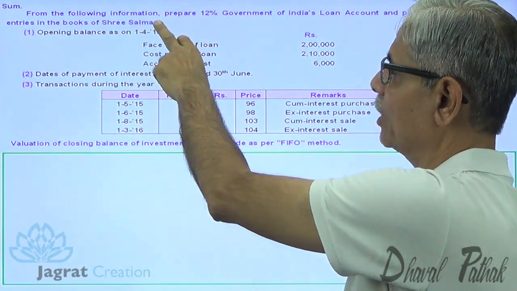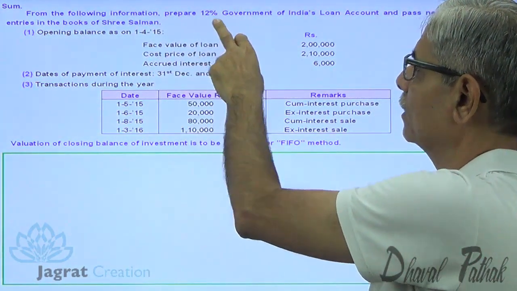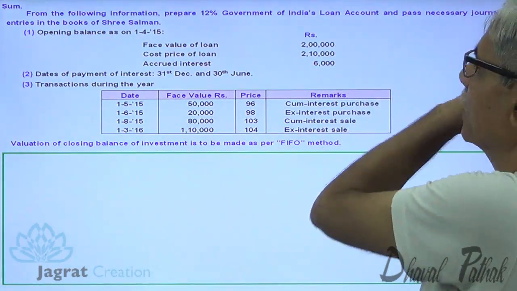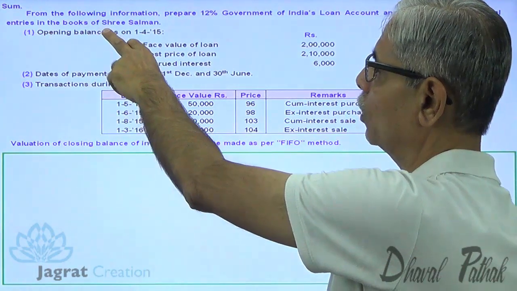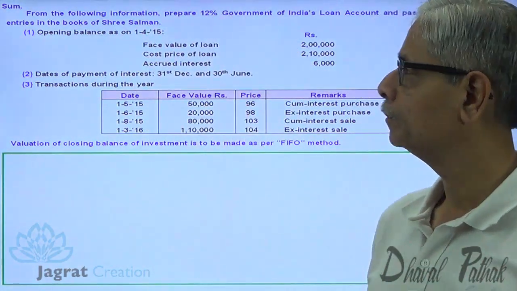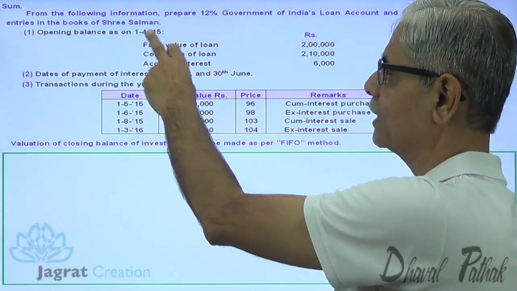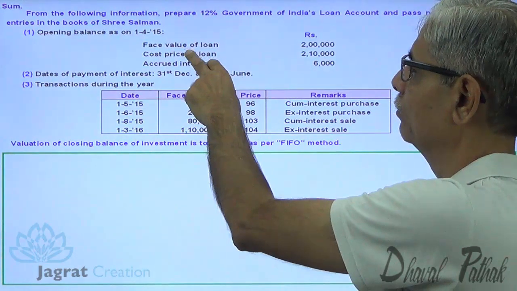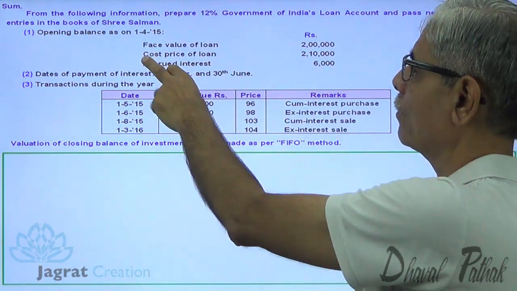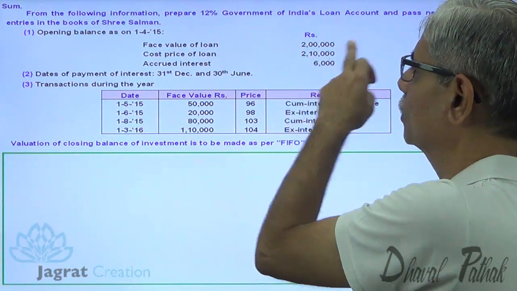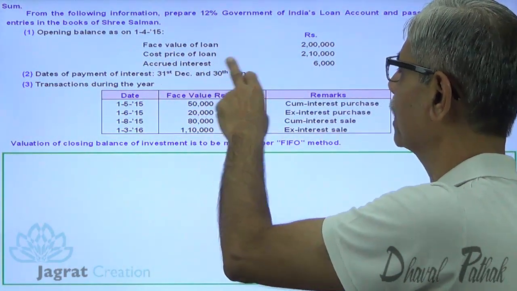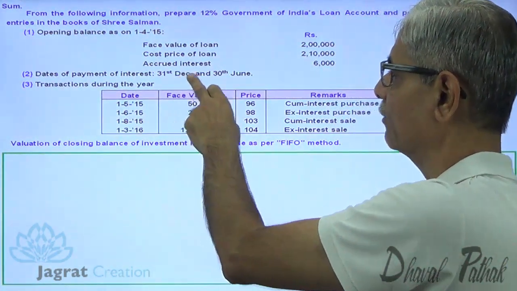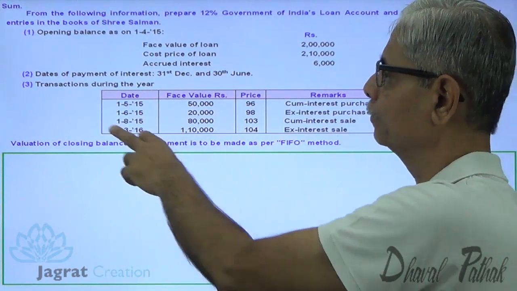From the following information, prepare 12% Government of India's loan account and pass necessary journal entries in the books of Shri Salman. Opening balance as on 1/4/2015: face value of the loan, meaning investment, 2 lakhs; cost price of loan 2,10,000; accrued interest 6,000. Date of payment of interest is 31st December and 30th June every year.